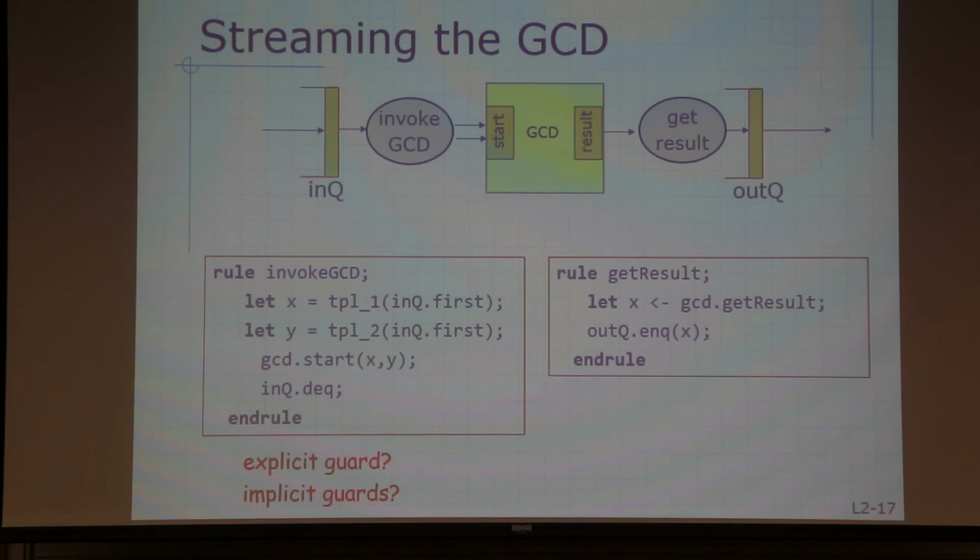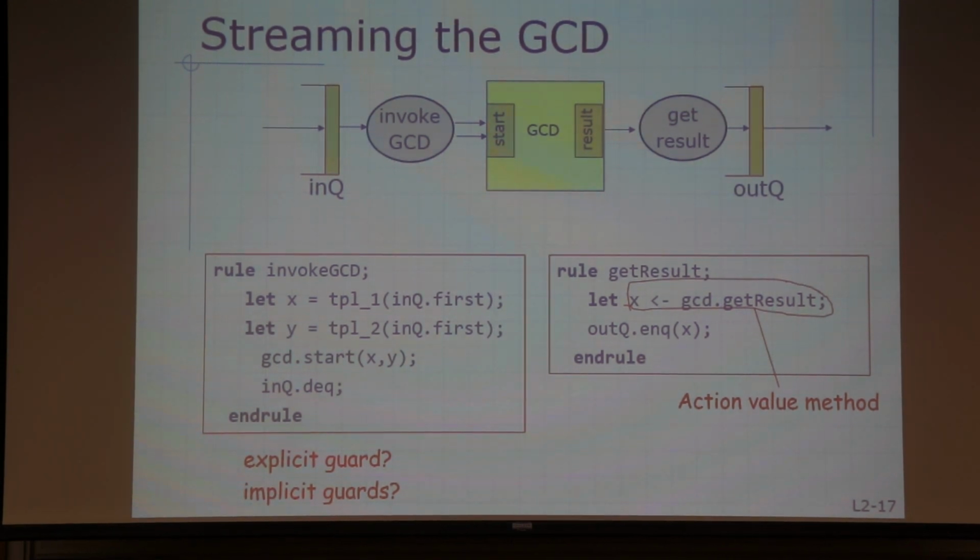What about there? The explicit guard is again true. Implicit guard is get result better be ready, and Q better not be full. Q better be ready for an NQ. Okay, this is a value action method, which is why that left arrow shows up over there.